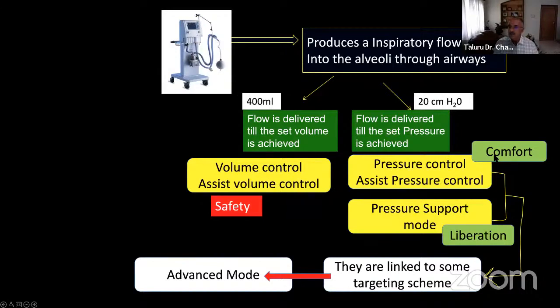Then the concept of comfort and liberation comes. Whenever we come to comfort and liberation, we always go with pressure control and pressure support. And when the patient doesn't have an interaction, you don't require any advanced modes. There is nothing to do there. So when safety is there, volume control. When you want patient interaction, where comfort and liberation become a primary goal, then we have some target schemes and advanced modes.